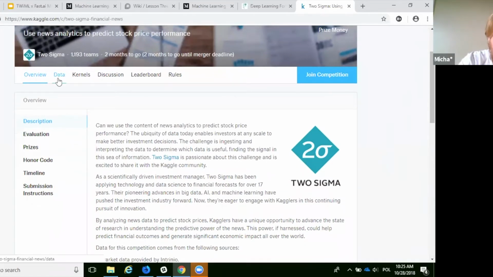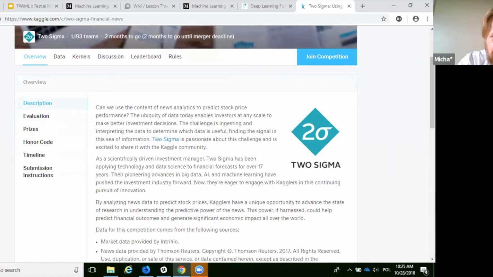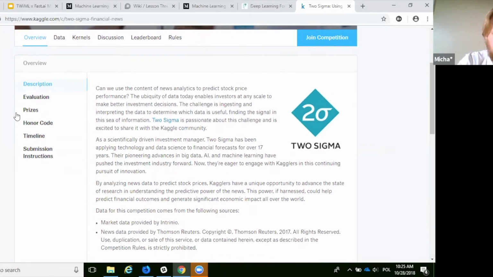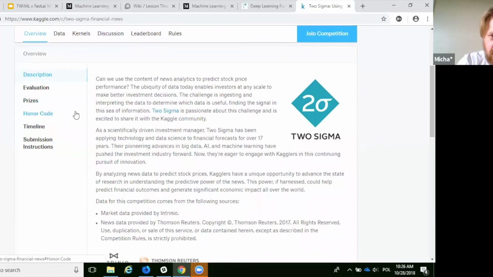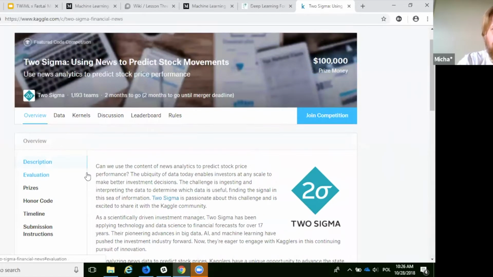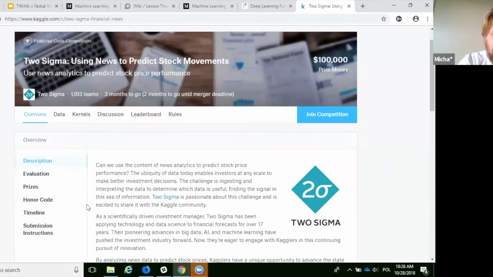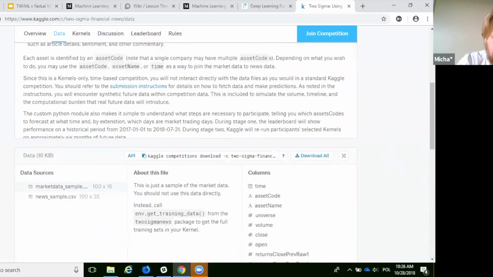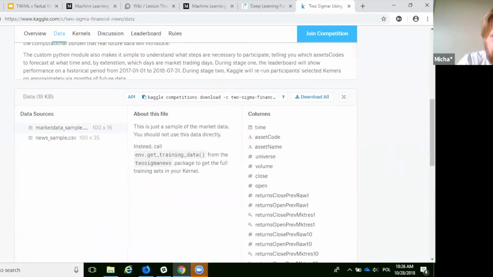You want to tell us anything about this competition, what it is? Not yet. Probably next week I might have a bit more results to share. So it is about predicting the stock price, right? Yes, based on using news. What sort of data do they give you? Let's have a look. There's like market data.